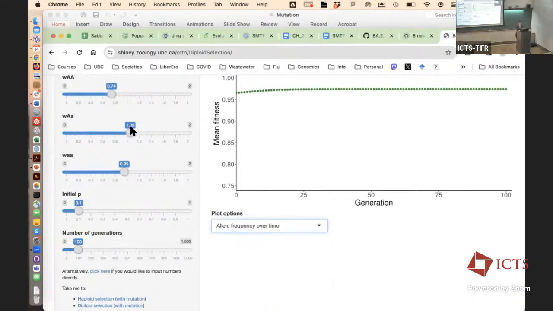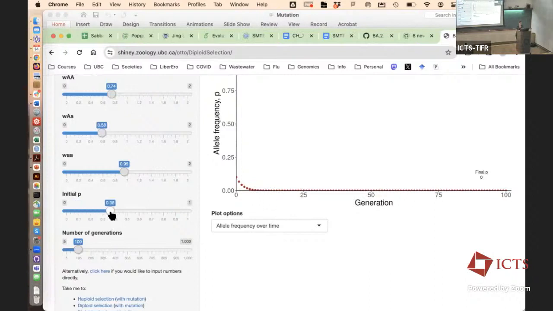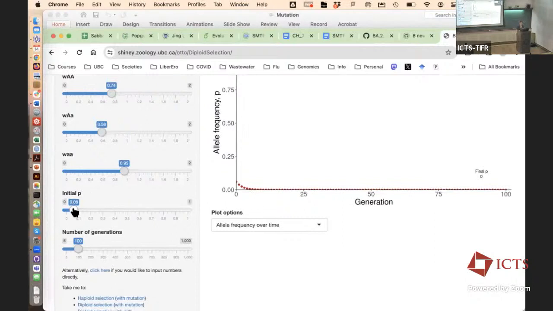That's the last one I want to explore quickly. So now I don't want it too extreme. There we go. Now I've made the heterozygote the least fit. I've started at a particular place and the allele frequency went down. The only slider I'm changing is the initial allele frequency. And let's just move it up a bit, and up a bit, and up a bit.